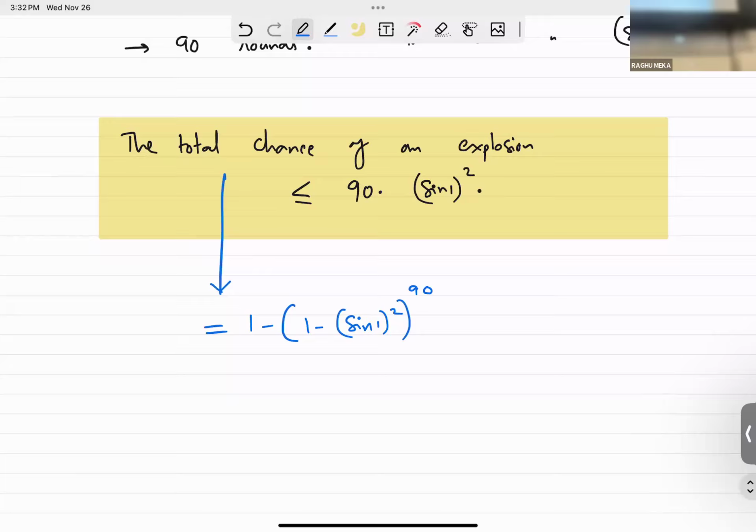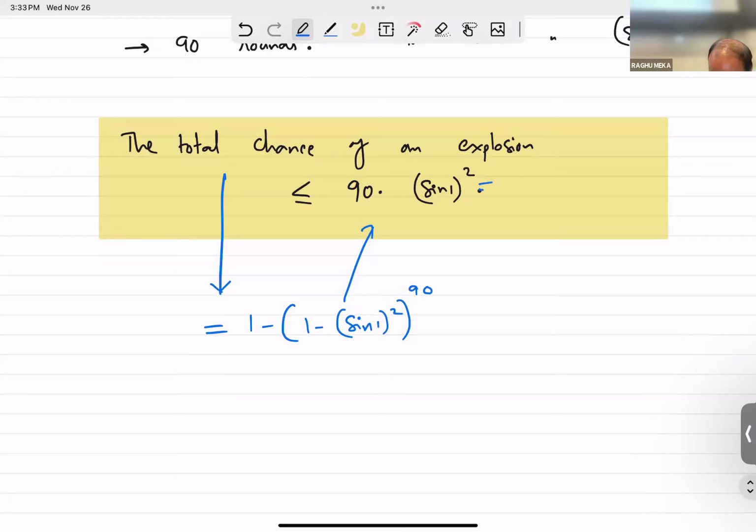So 1 minus cosine to the power 90. But if you work it out, this is always true: 1 minus (1 minus p) to the n is at most p times n. You can also come at this in a more intuitive way by saying, I'm tossing a coin 90 times. The chance that I would ever get a head is like 90 times sine 1 squared at most. And this is good enough for us.